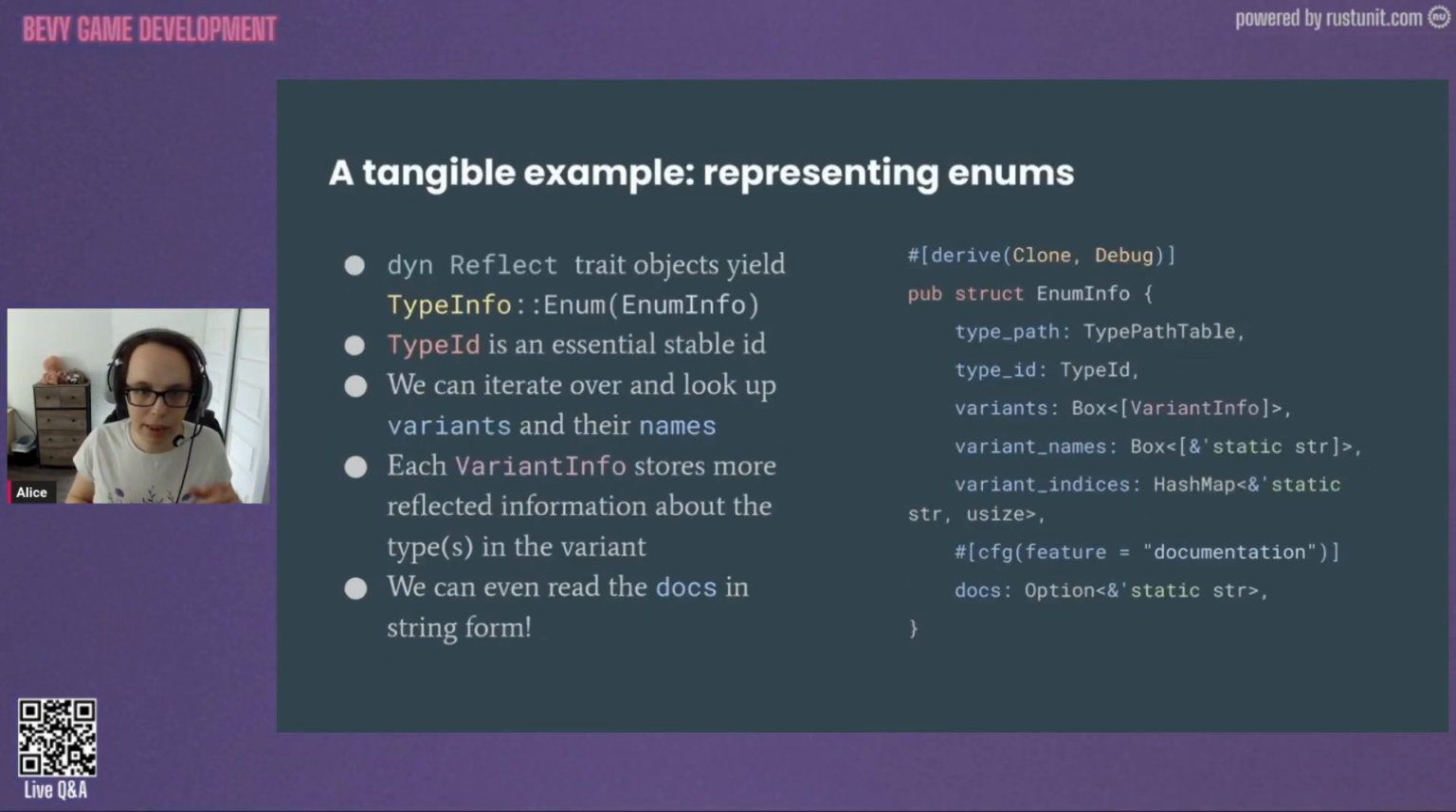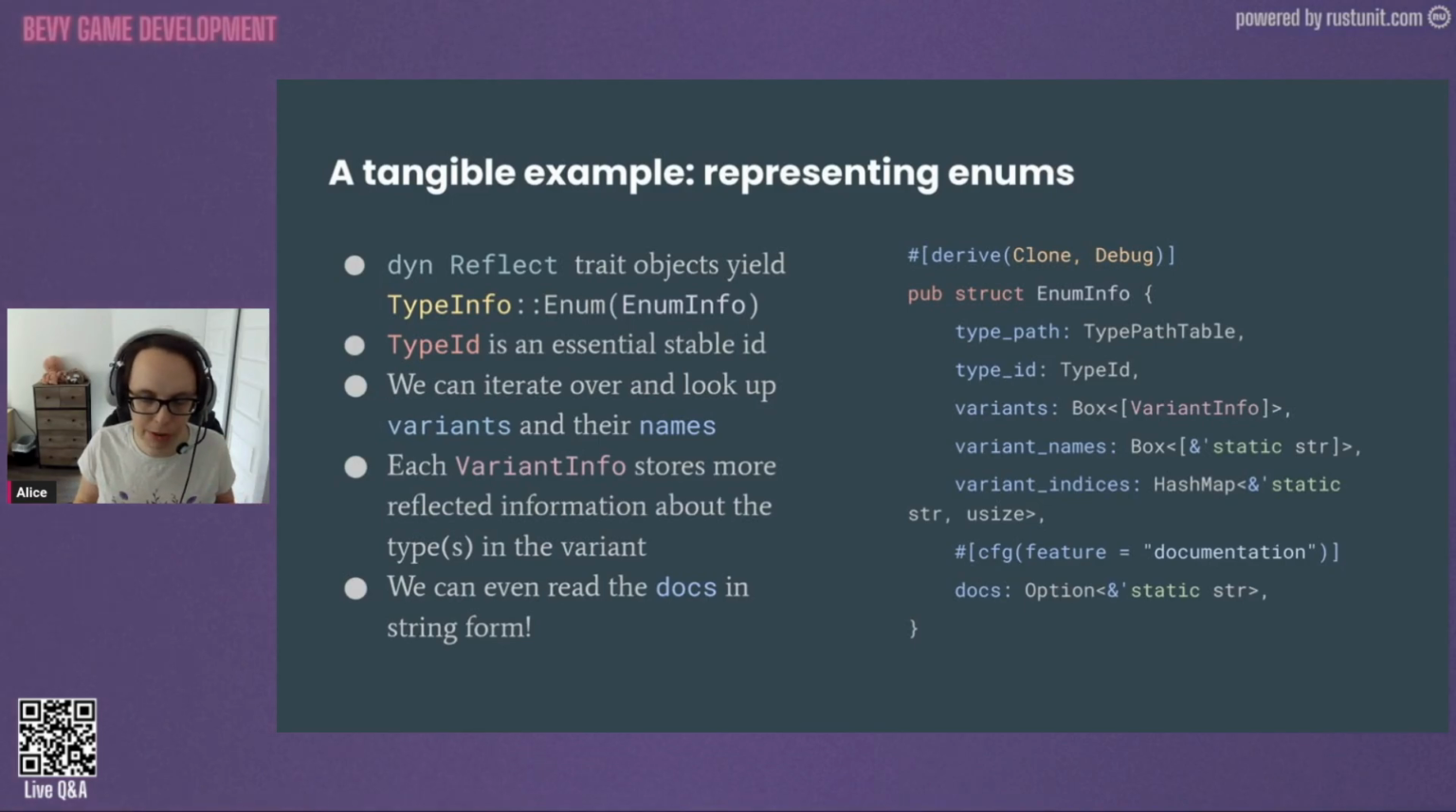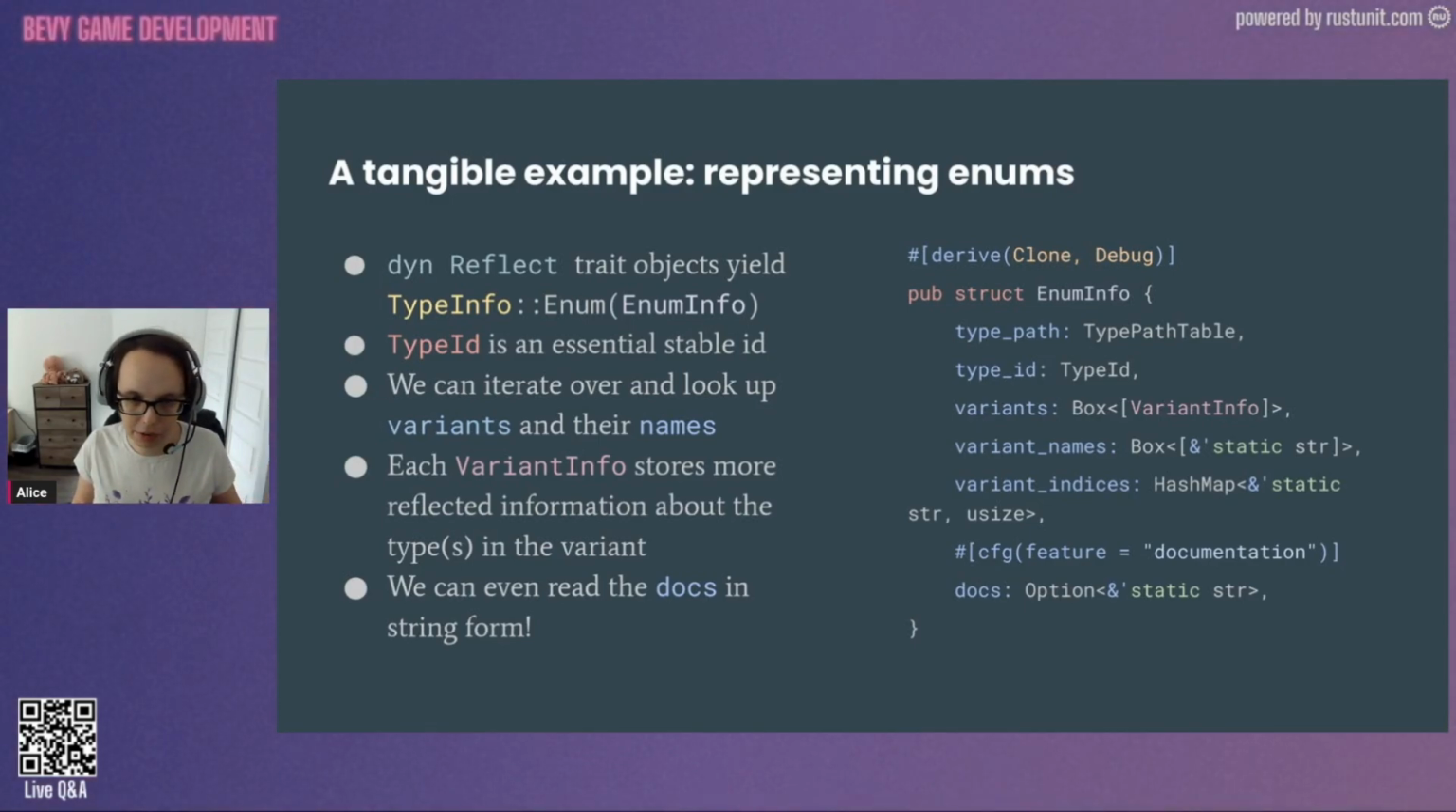So let's get into this a little bit more tangibly. This is kind of a mid-level struct that we find in Bevy Reflect. I thought this one was very interesting and very approachable. And so we start off at the top, above this, at the Reflect trait, which is kind of the central trait that says, okay, everything that's reflectable can be represented as a dyn Reflect trait object.